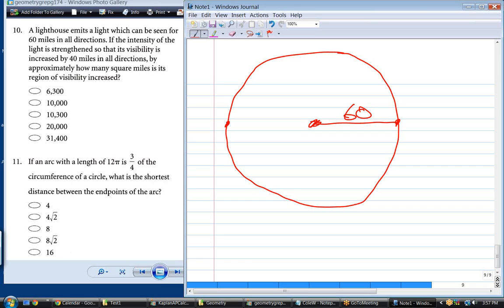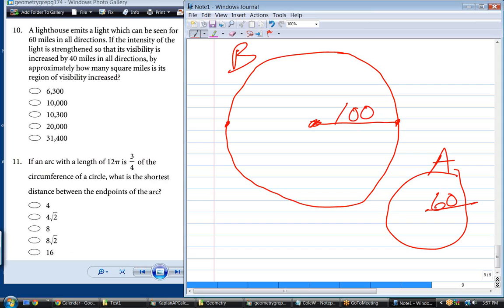Approximately how many square miles is the region of visibility increased if you increase it by 40 miles in all directions? In other words, I got another circle over here that's 100 miles. Let's make this one 100 and let's make this one 60 since I don't have any room. So this is the first circle, A. This is the new circle, B. By how many square miles have we increased it? And they want an absolute number, not a relationship here.